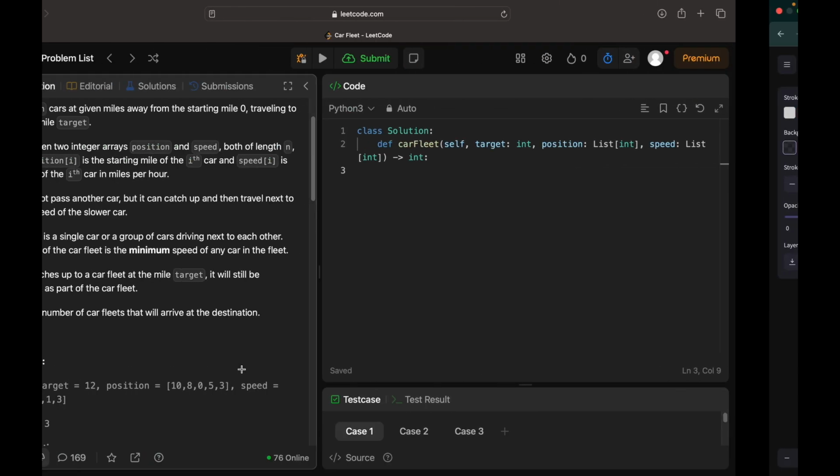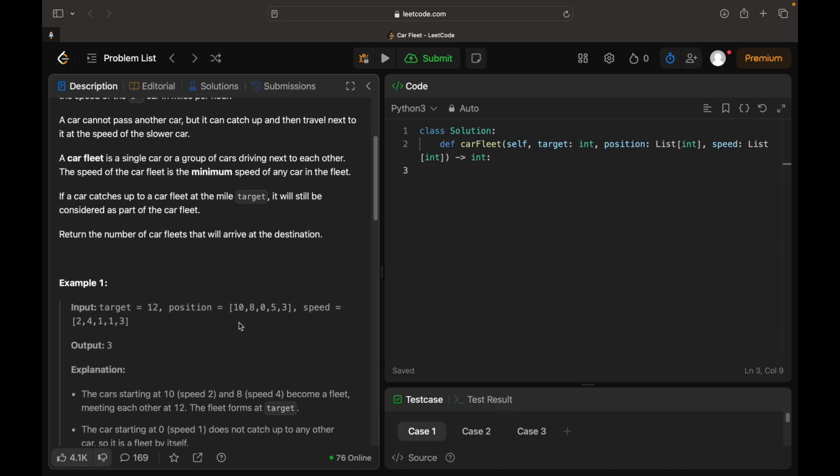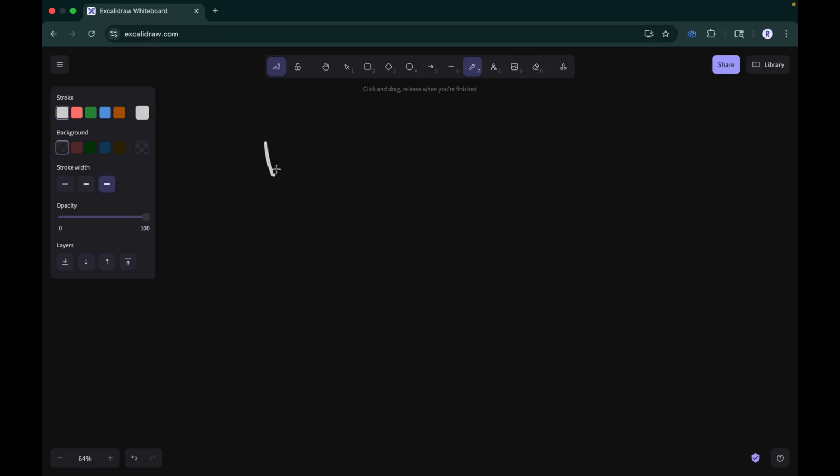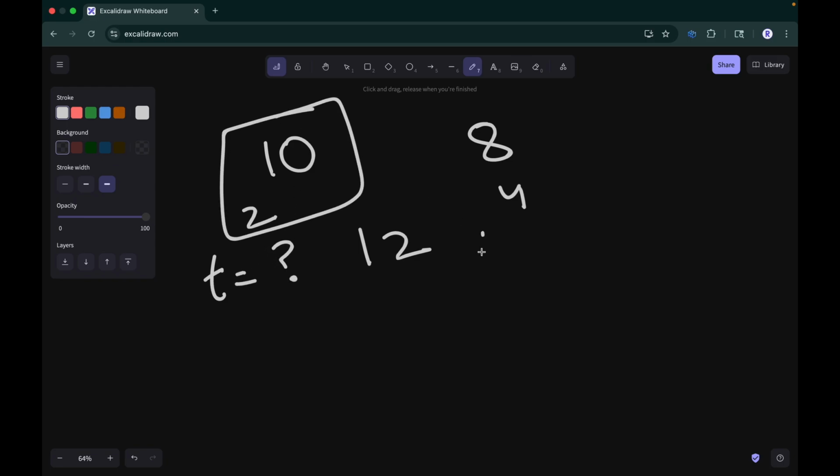Correct? For example, let's take the example of positions 10 and 8. The target was 12. One is driving at 2 km per hour and the other at 4 km per hour. How do I find the time it will take to reach the final destination for this car and the time it will take for this car to reach the destination?